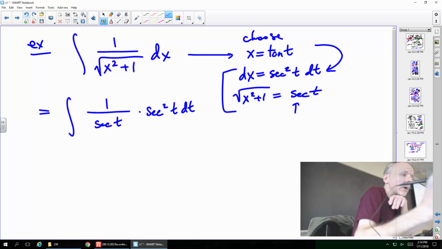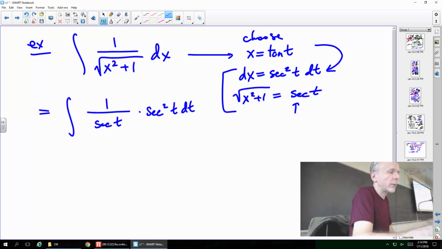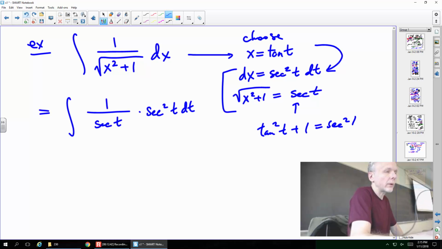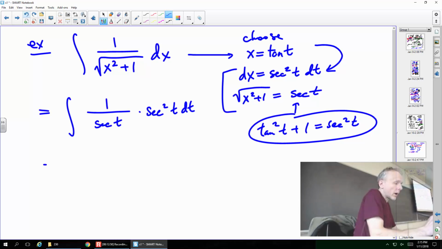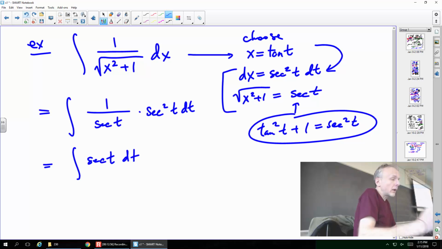Let me write it out. So tangent squared t plus 1 is equal to secant squared t. Okay, so that's a trig formula that we use here. Okay, so things simplify slightly. We end up with the integral of secant t dt.